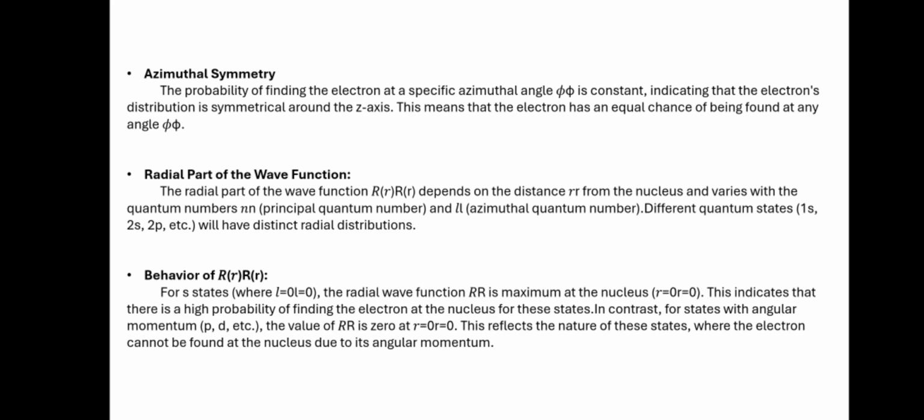Now let's see the behavior of R(r). For s states, the radial wave function R(r) is maximum at the nucleus, that is r equal to 0. This indicates that there is a high probability of finding the electron at the nucleus for these states. In contrast, for states with angular momentum p, d, etc., the value of R(r) is 0 at r equal to 0. This reflects the nature of these states, where the electron cannot be found at the nucleus due to its angular momentum.